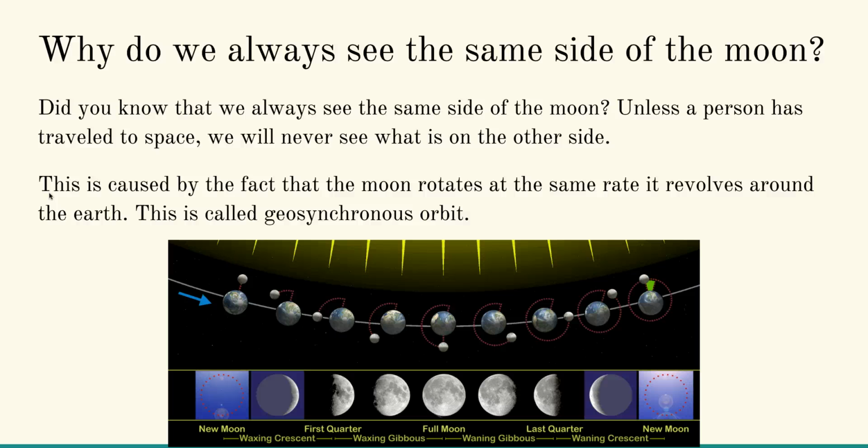So why do we always see the same side of the moon? As I mentioned a second ago, it's something called geosynchronous orbit, and that's because the moon is not only revolving around the Earth every 28 to 30 days, but it's also revolving on an axis every 28 to 30 days. And so the timing or the rate of the rotation matching the rate of revolution causes us to see the same side of the moon, and that's why we never see the back side of the moon or the dark side.